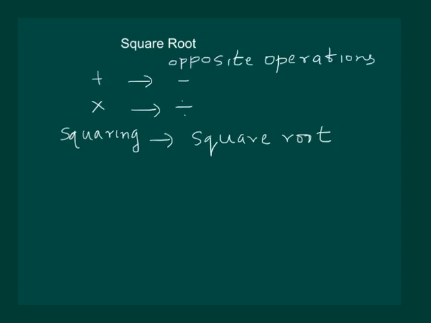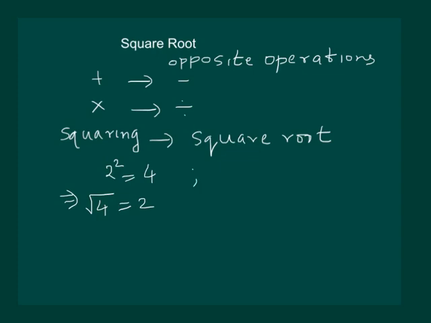Let us try to understand what this means. We know that 2 square is equal to 4. Then we can also write that square root of 4 is equal to 2. This means if we are given 4, we can find out by squaring what number we will get 4. So we can write that square root of 4 is equal to 2.